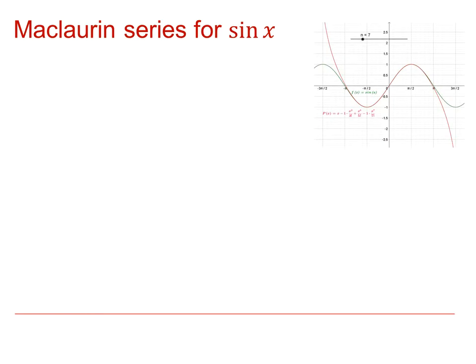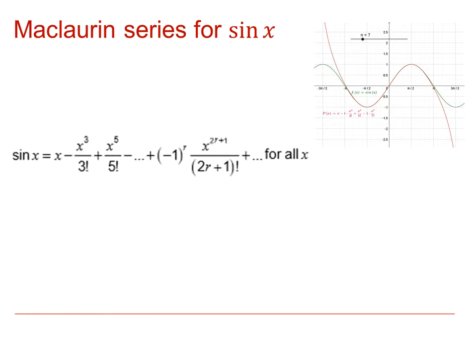Now in general then, the formula: you could see that we've got the odd powers of x, and each time we're dividing by the factorial of the power, and the sign is changing. So in general we can write that as follows: sine x is equal to x minus x cubed over 3 factorial, plus x to the power 5 over 5 factorial. The next one would be minus x to the power 7 over 7 factorial.